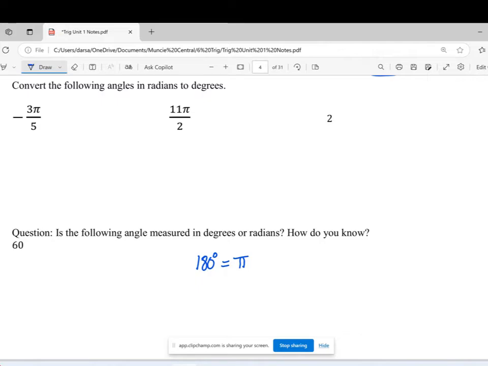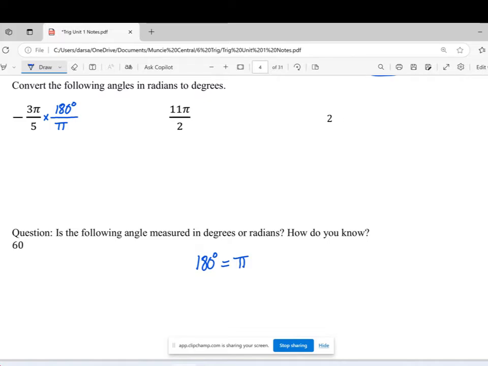So we already have a fraction here that is -3 pi over 5. And the pi is our clue here. And the fact that there's not a degree symbol is our clue that this is measured in radians. So we're going to take our fraction and multiply it by another fraction. Whatever angle they have given us, that's the measure that we're going to put on the bottom of the next fraction. So since this is an angle measured in radians, we want to put pi radians on the bottom and the 180 degrees on the top.